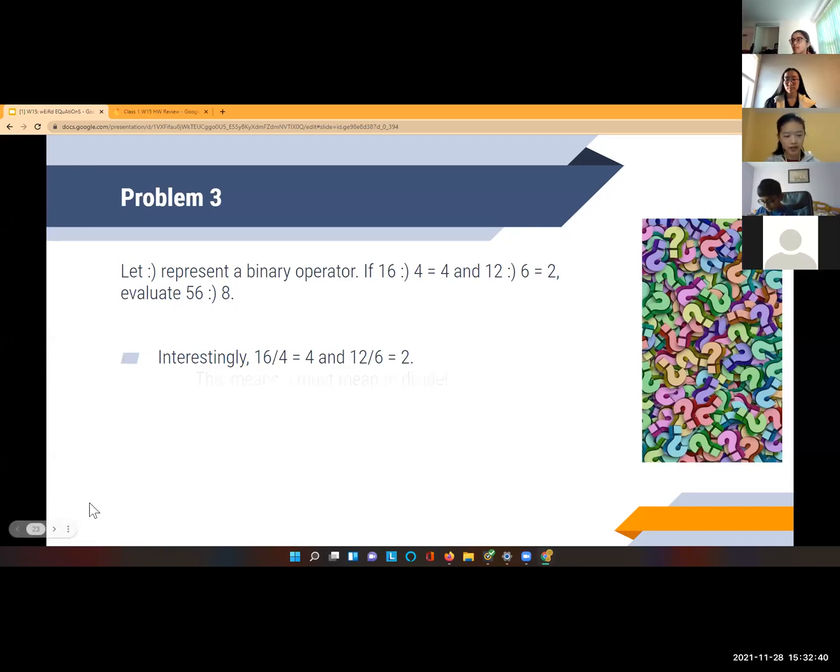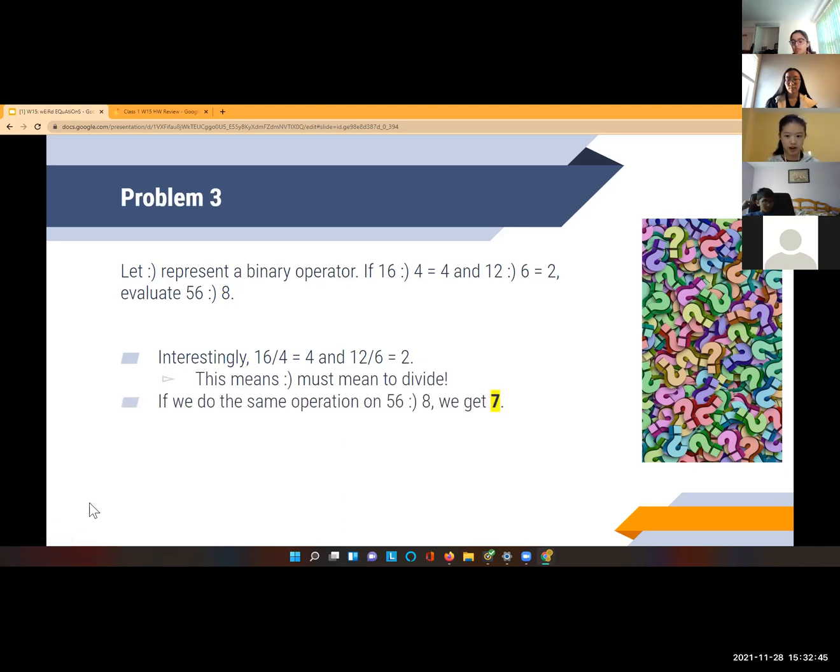The lesson from this problem is that even though sometimes the meaning of a certain operator isn't given, you can sort of assume what it means based on the patterns MathCounts gives you.